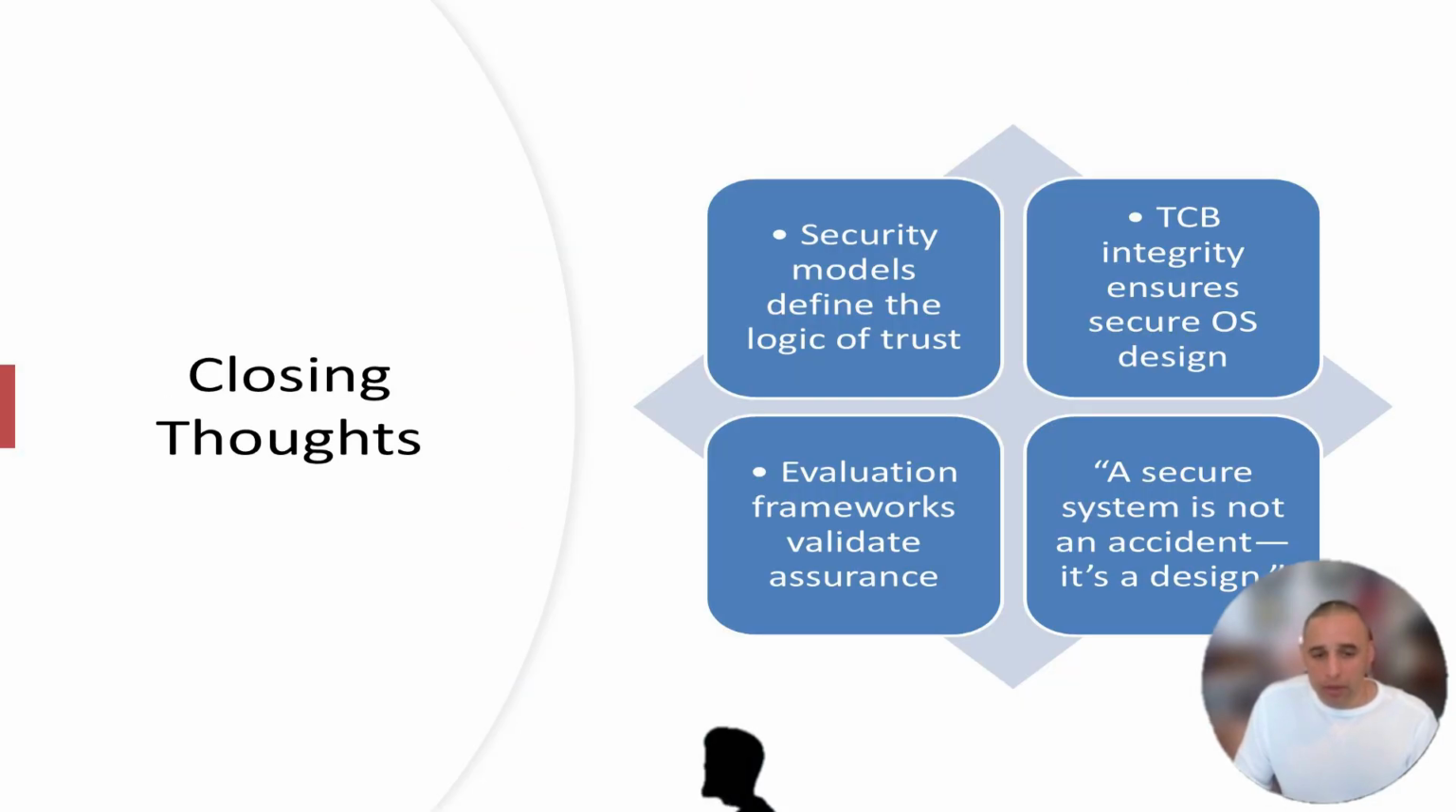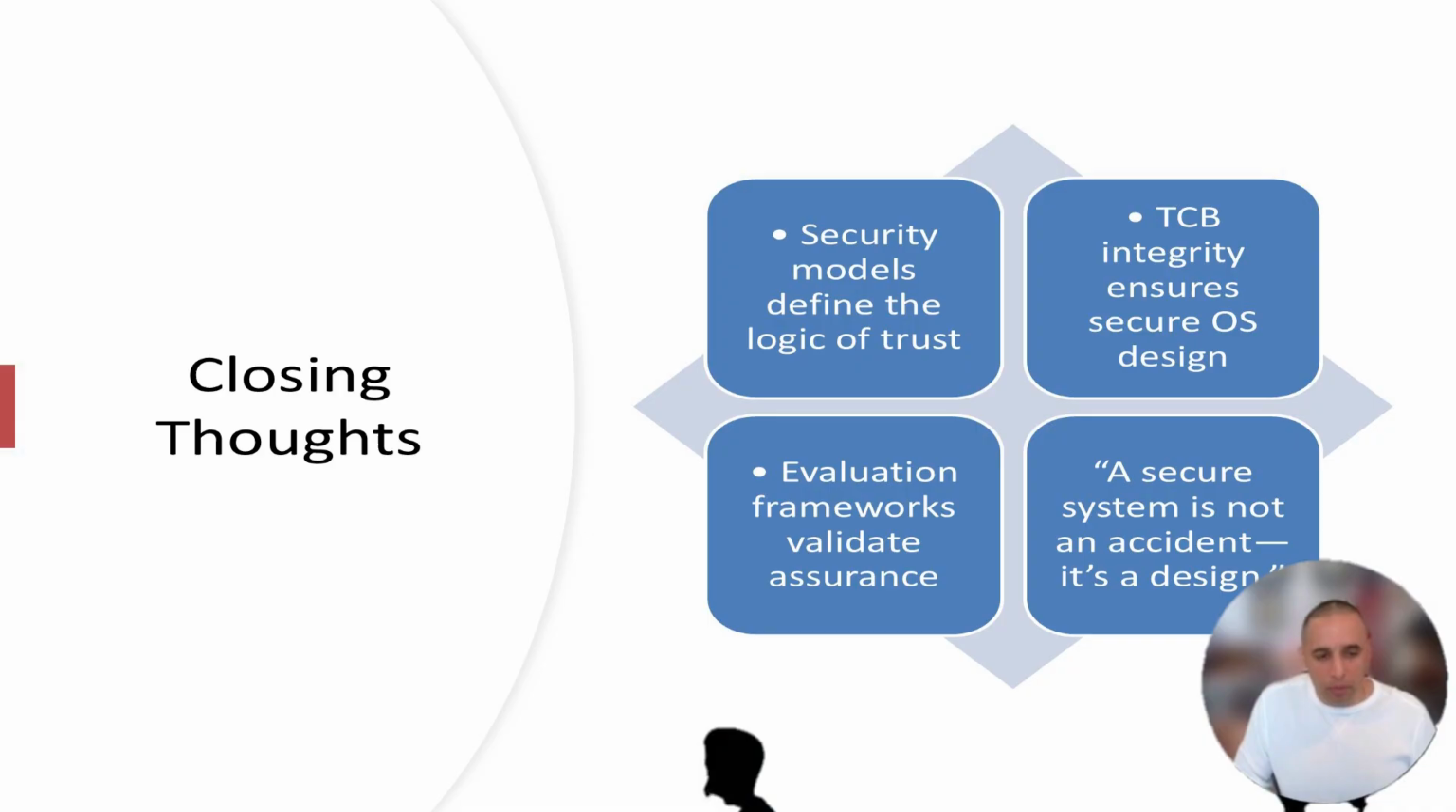As we conclude this lecture, let's reflect on the key messages. Security models are not just theoretical, they define the logic of trust that underpins every secure system. By understanding and applying these models, you can design systems that are resilient against a wide range of threats. The integrity of the trusted computing base is fundamental. If the TCB is compromised, the entire system's security is at risk. Always consider where your trust boundaries lie and how you can minimize what needs to be trusted.